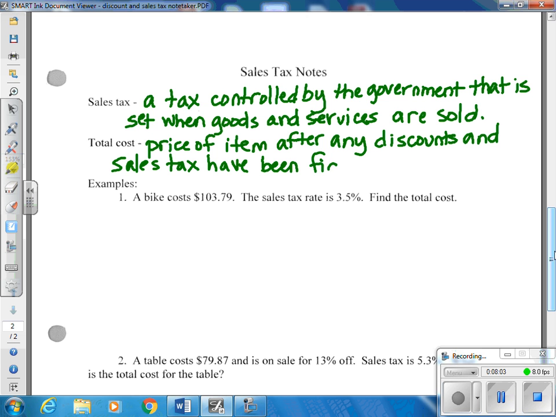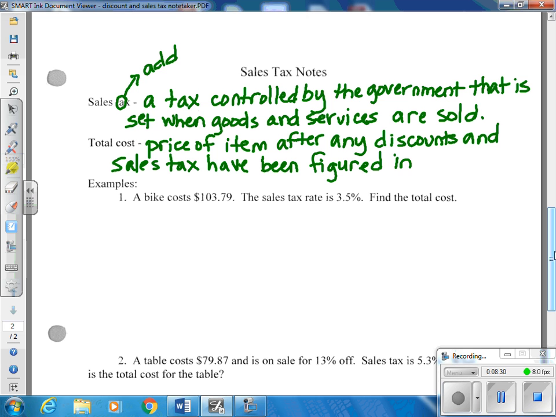So that total cost is what you have to pay in order to leave the store with that item or to receive that service, right? But the sales tax is the additional tack on that the government sets as a rate so that you have to pay for it. All right, and the way to remember it, like discount had an S for subtract, sales tax, the word tax has an A, which is an easy way to remember that this is when you're going to add. You're still going to multiply first. That never goes away. That process is still the same no matter what, right?